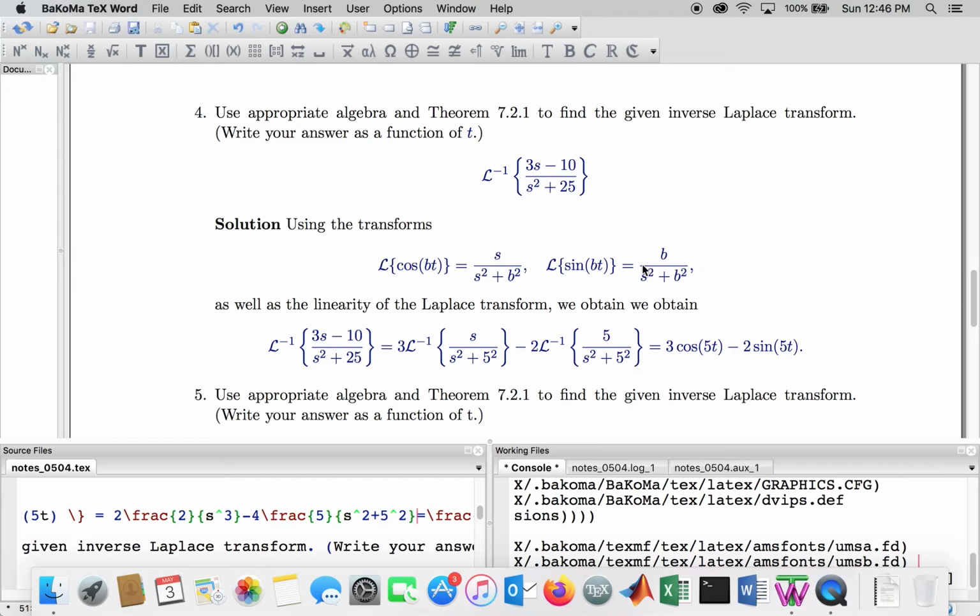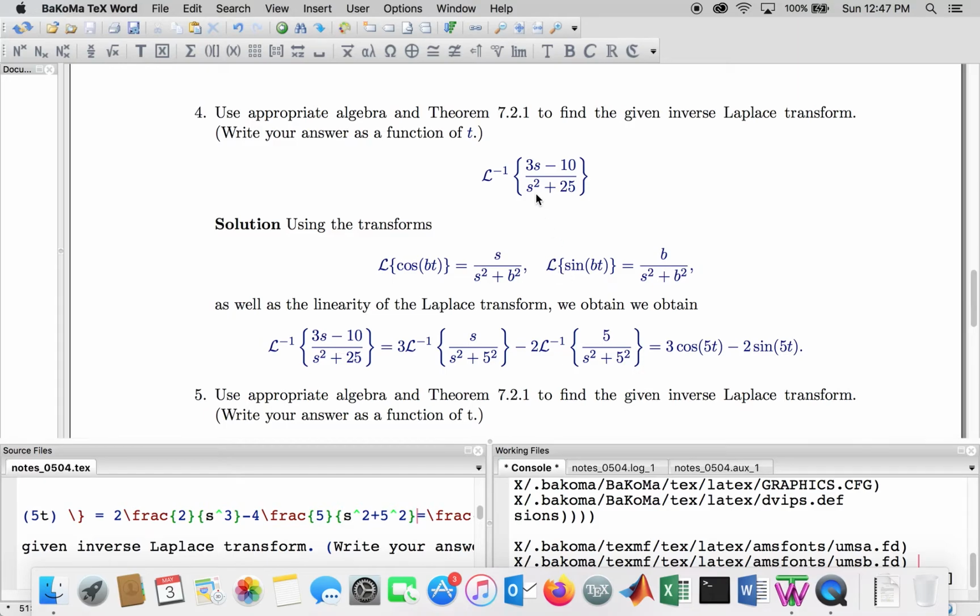This next problem is about finding an inverse transform. And in fact, what I was just talking about comes up in this problem. So we're taking the inverse transform of this fraction right here. And it's a good idea to break it up into two fractions and inverse transform them individually. So what I can do is break this down into 3 times the inverse transform of s over s squared plus 5 squared. I've written it in that form to fit these rules here.